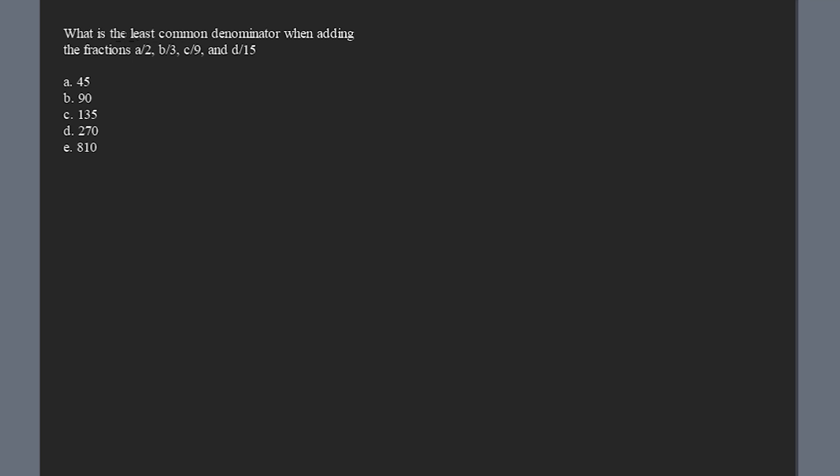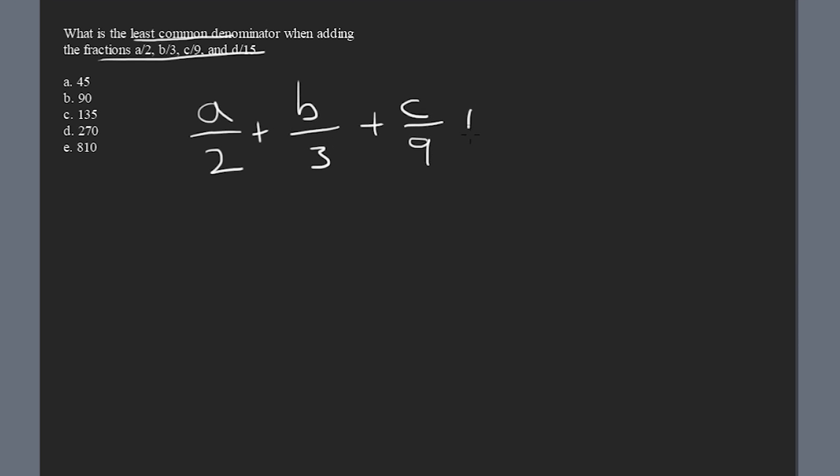What is the least common denominator when adding these fractions? A over 2, and we're adding them, so I put addition signs in between the fractions. D over 15. I'm going for the least common denominator, so I need to find the number that they all go into, right? So I'm going to start with 15 and say, does 2 go into 15?